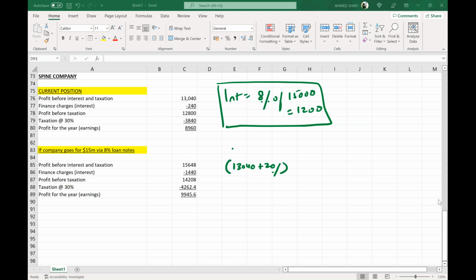Finance charge was 240 at the moment. And obviously, when you're taking 15 million via 8% loan notes, I mentioned the equation above via handwriting that this will increase finance cost by 1200. So 240 plus 1200 makes it 1440.